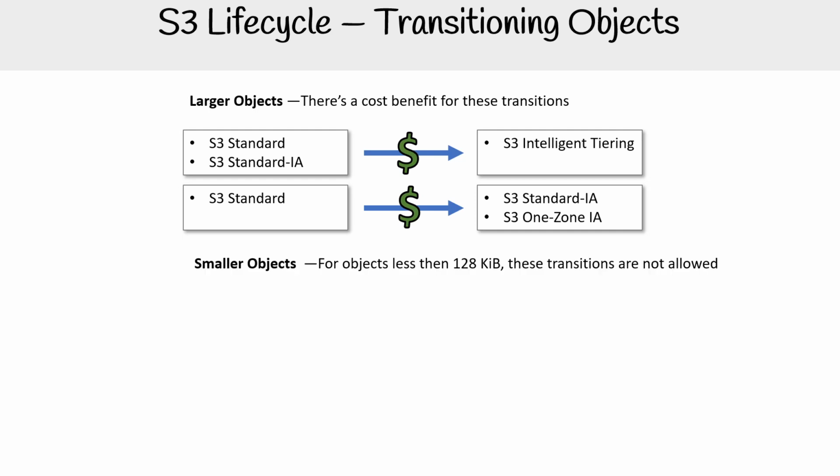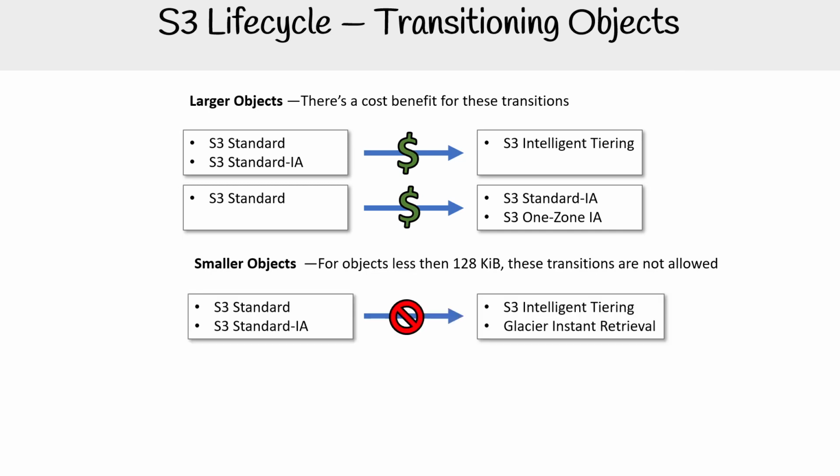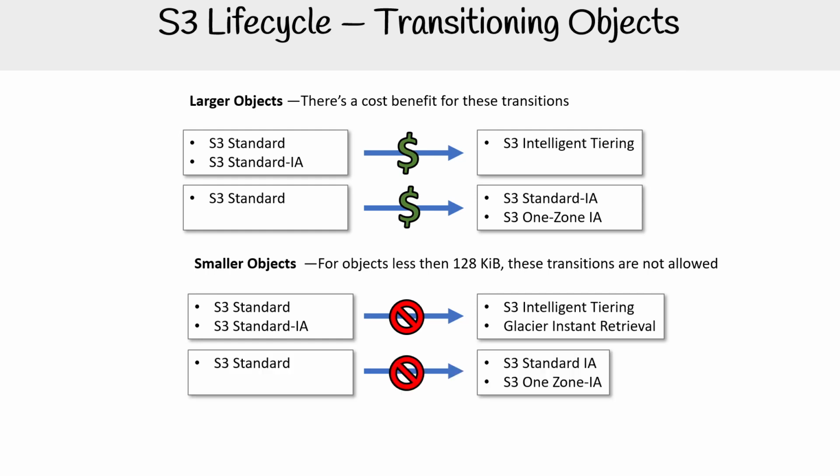For smaller objects, ones that are 128 kilobytes or less, these transitions are not allowed. So you can't go from Standard or Standard IA to S3 Intelligent-Tiering or Glacier Instant Retrieval. There is a minimum capacity object charge. It's not 128 for Glacier Instant Retrieval, it's something like 60 kilobytes, but for whatever reason, you cannot make these transitions.